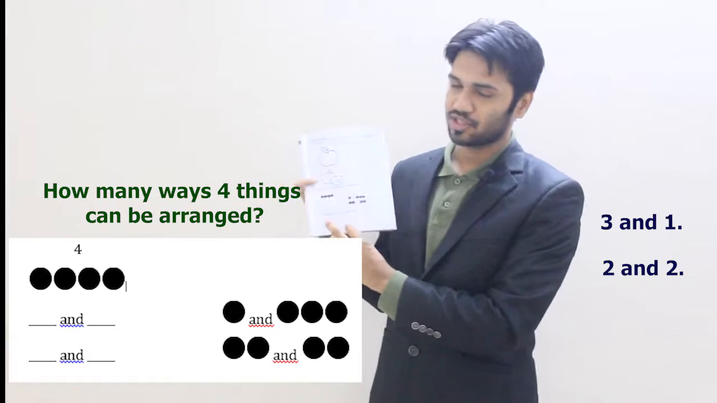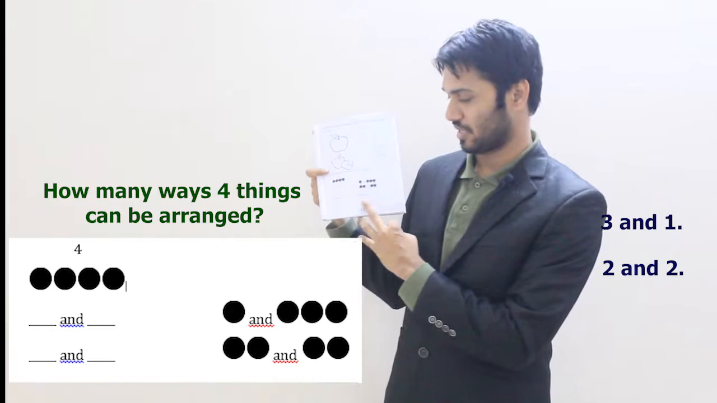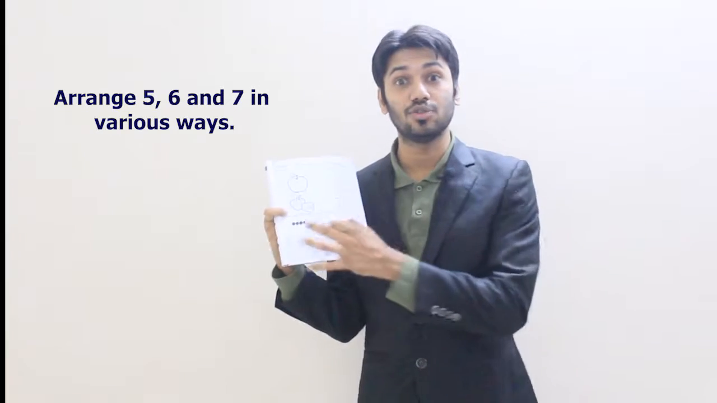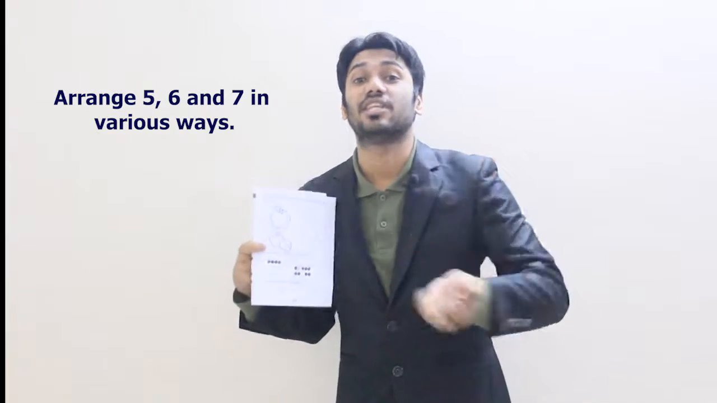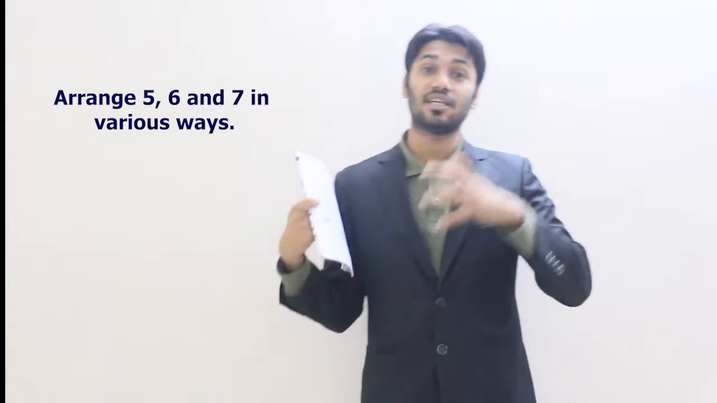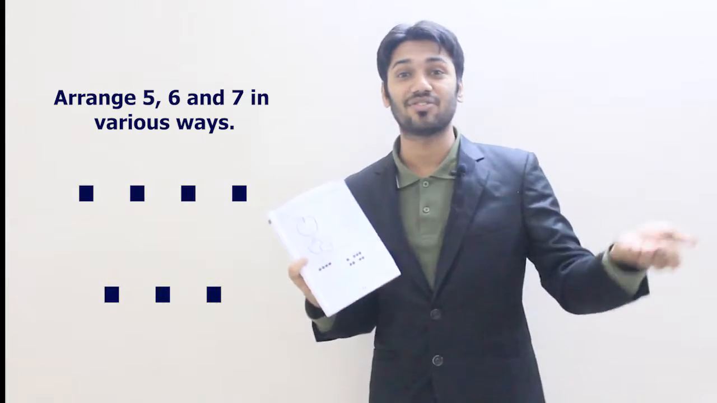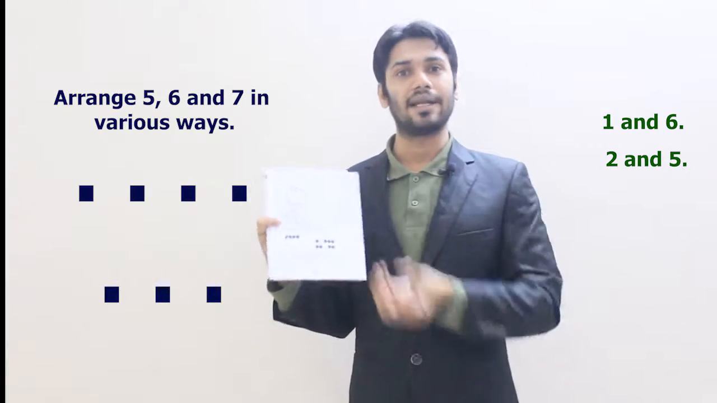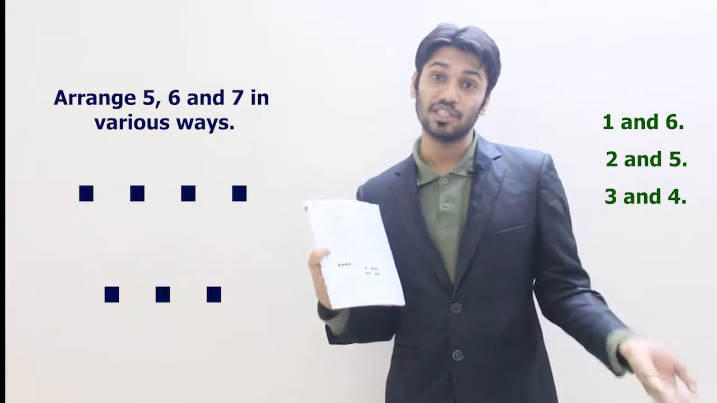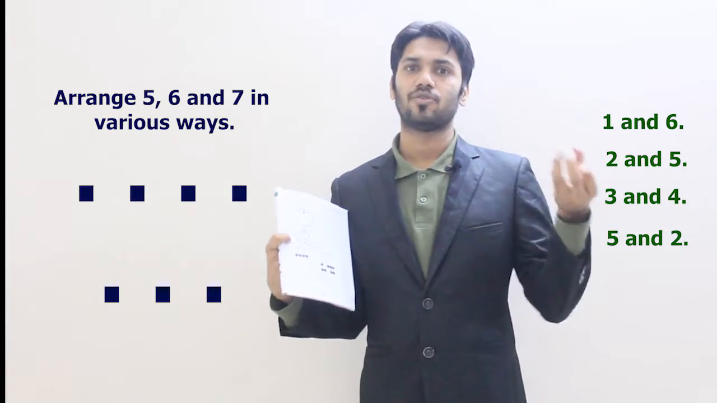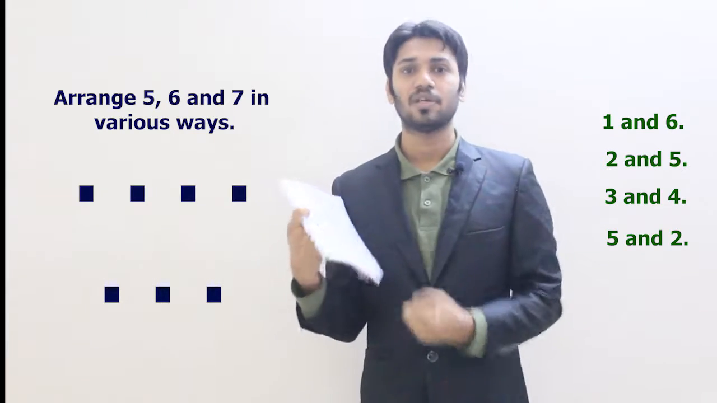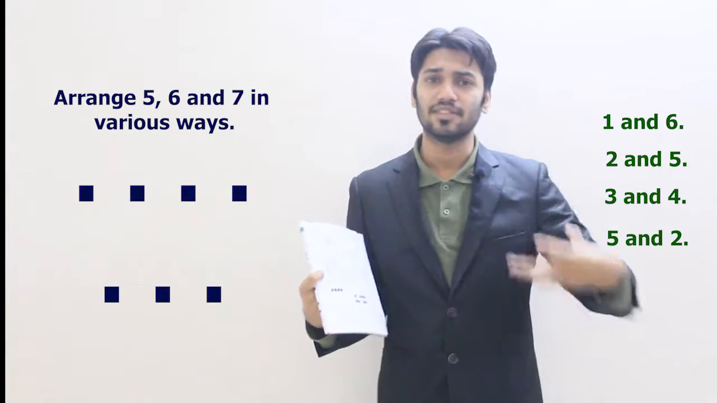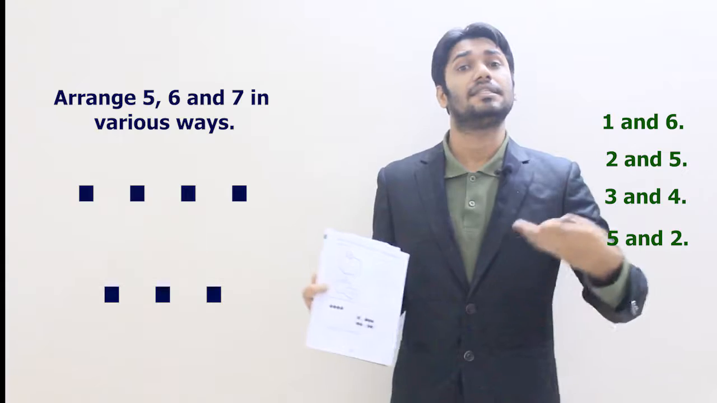Now ask the student to do the next exercise. Arrange 5, 6 and 7 in various ways. Do the same thing for 5, for 6 and 7. So look at this. 7, how could we say 7 in different ways? We could say 1 and 6. We could say 2 and 5. We could say 3 and 4. We could say 5 and 2. The other way around, we will get 7. We could say it in different ways. Do it for 5 and 6 as well.